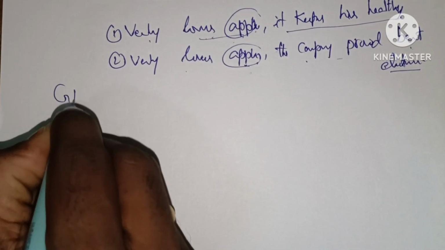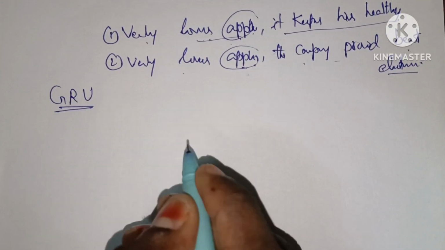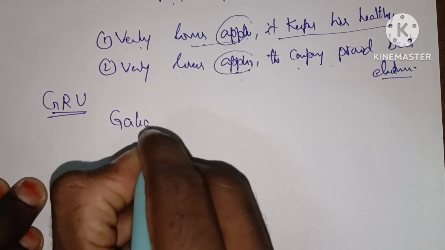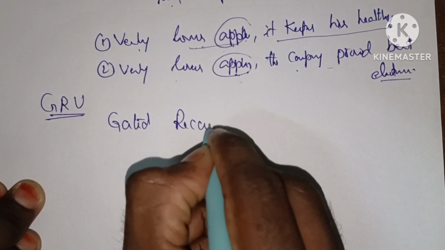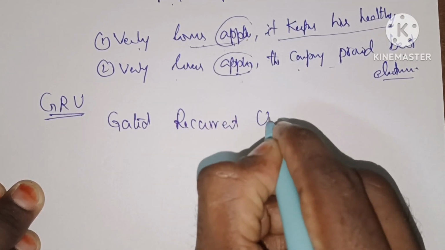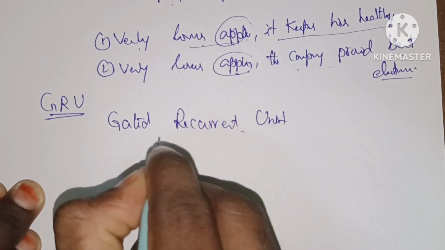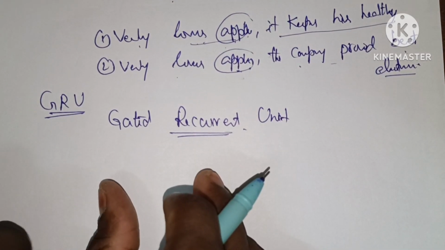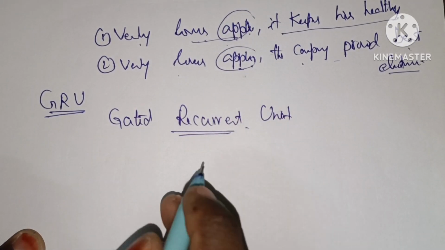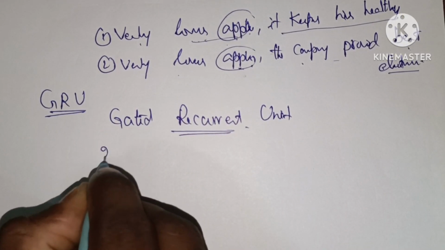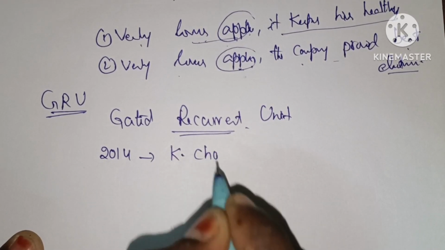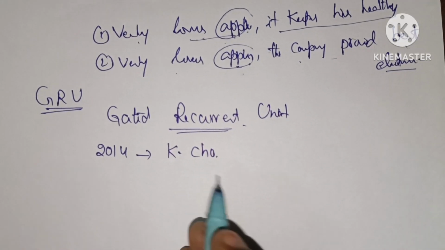Next one is GRU, one of the variants. GRU means gated recurrent unit. It is one of the recent innovations. Recent means it was developed in 2014 by K. Cho. Sometimes it is also called a Cho.